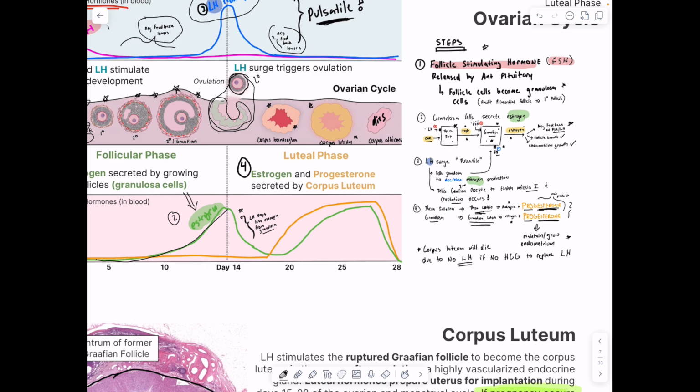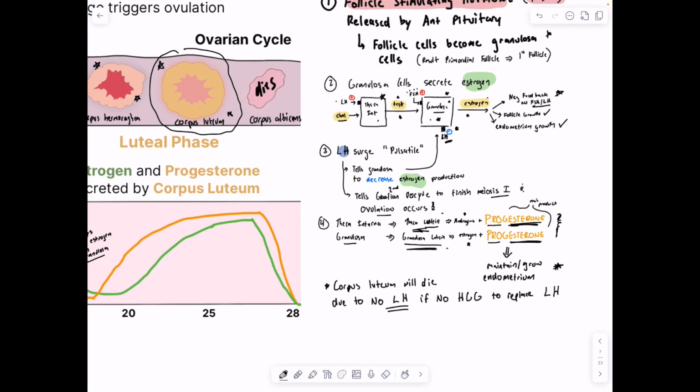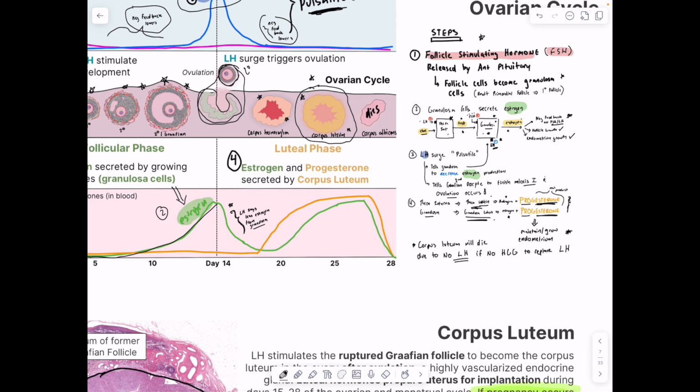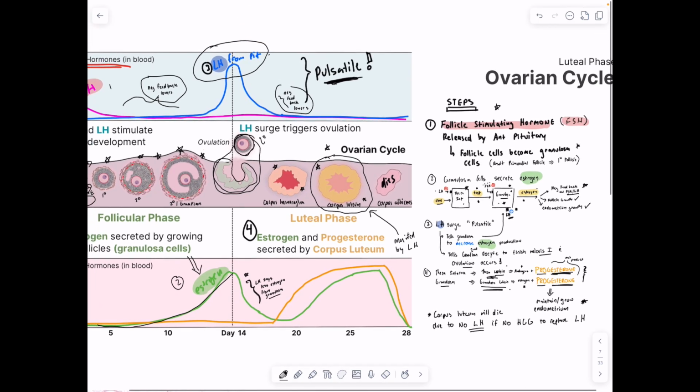It becomes a corpus luteum, and that corpus luteum is going to be made up of theca lutein and granulosa lutein cells, and those are going to produce progesterone, which is going to have an effect on the endometrium. This corpus luteum will be maintained by luteinizing hormone, but we have a problem here, right? We have a pulsatile release of luteinizing hormone, so this is going to go down. So the corpus luteum is going to die unless we have new luteinizing hormone.